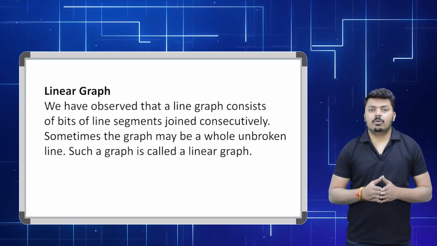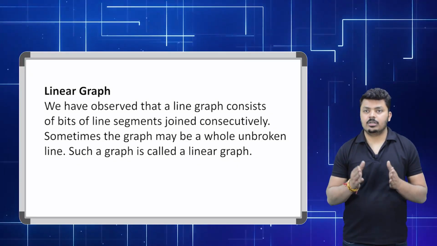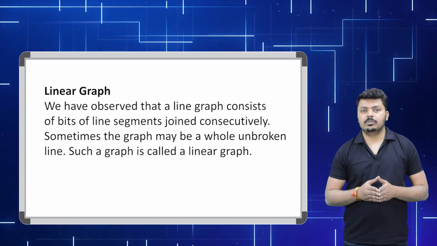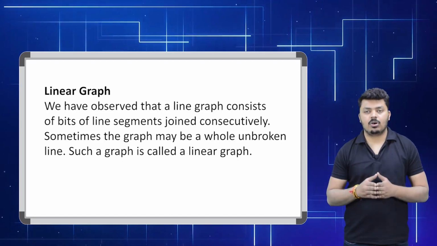Linear graph. We have observed that a line graph consists of bits of line segments joined consecutively. Sometimes the graph may be a whole unbroken line. Such a graph is called a linear graph.